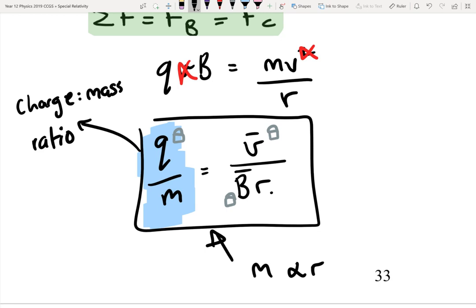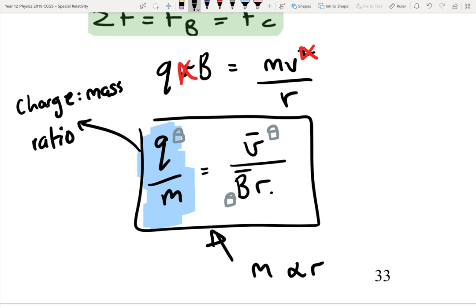So a hydrogen ion would be Q on M. If you took your electron, the Q on M is like 1,200 times bigger. So it has a much, much higher charge to mass ratio. But that's the thing. Different elements, different atoms will have their own Q/M ratio.